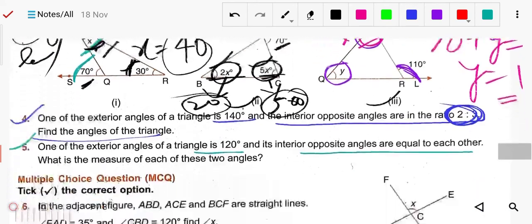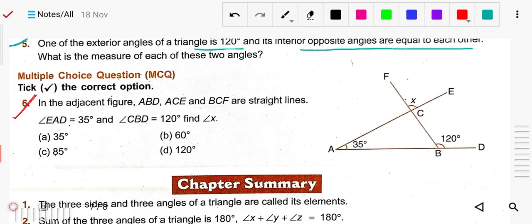Now next, you can see number 6. In the adjacent figure, ABD, ACE and BCF are straight lines. Angle 35 degrees is given, and CBD is given as 120. You have to find the value of x. So again we will use the same concept here. This is the vertically opposite angle, so whatever the value of x, this angle will also be the same.